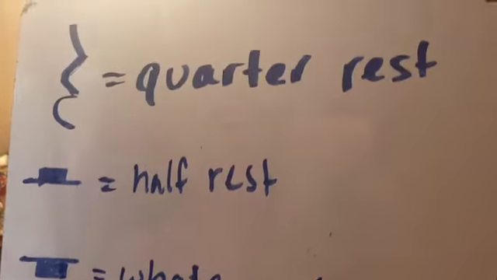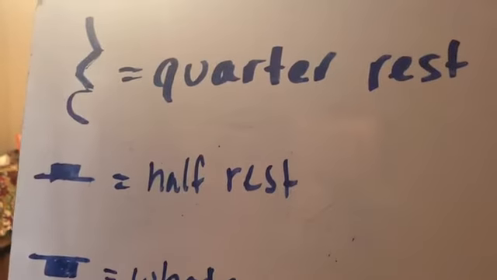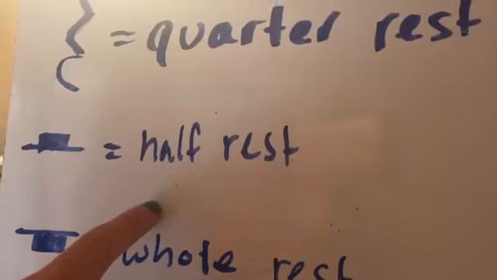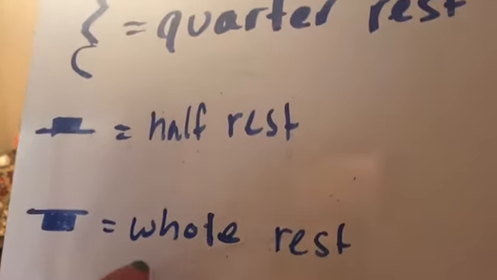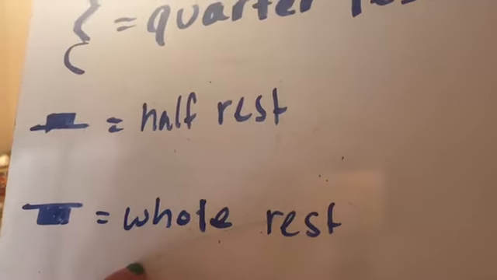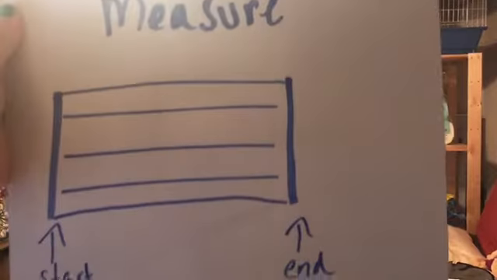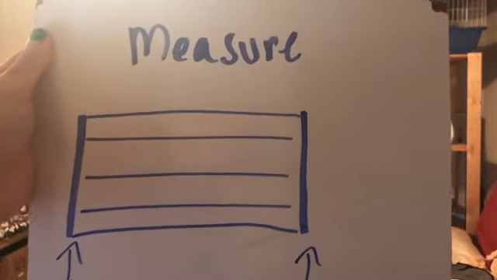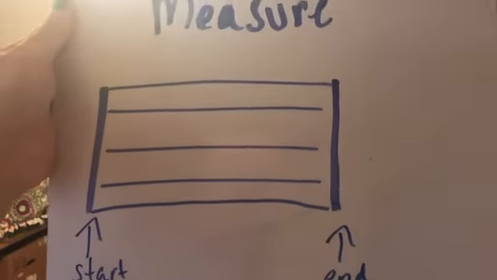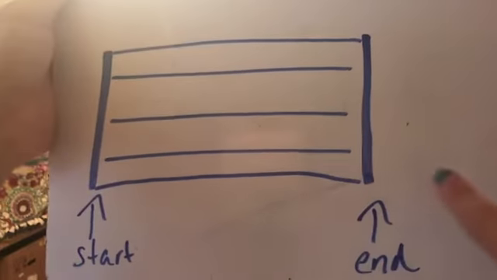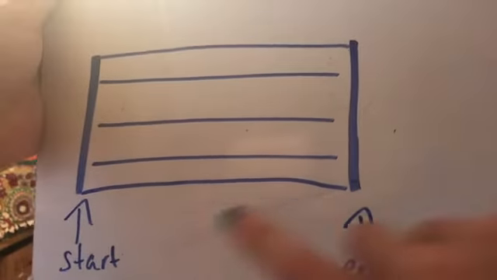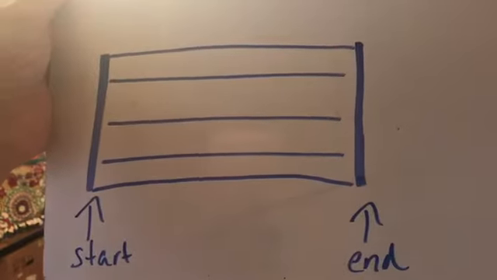We have our rests, so the quarter rest being worth 1 beat, half rest worth 2 beats, and the whole rest worth 4 beats. You have your measure, which will consist of a group of notes. When you're reading music, there's multiple measures that keep going. This is just what one measure would look like.